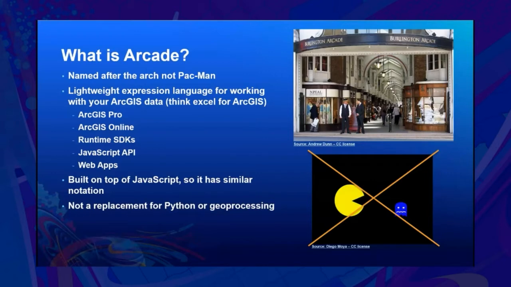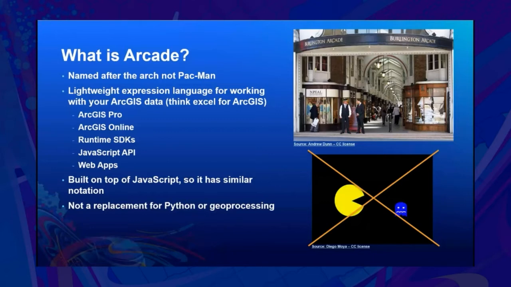It's named after the arch, not the Pac-Man arcades. Esri has a long history of naming things after architecture, and this goes back to those early roots, much the same way that Avenue does. It is a lightweight expression language. It is not a full scripting language. The intention here is to have a GIS-aware expression language that you can work with and manipulate data. We've tried to model the syntax and functions very similar to JavaScript and Excel for increased familiarity.